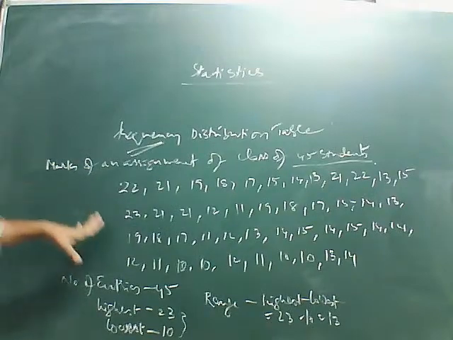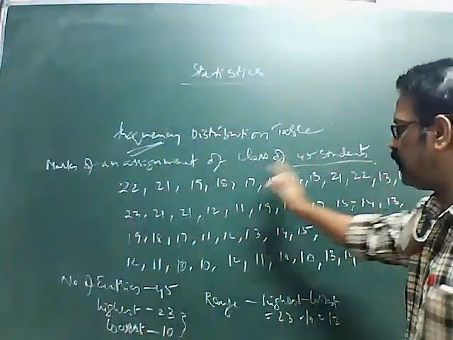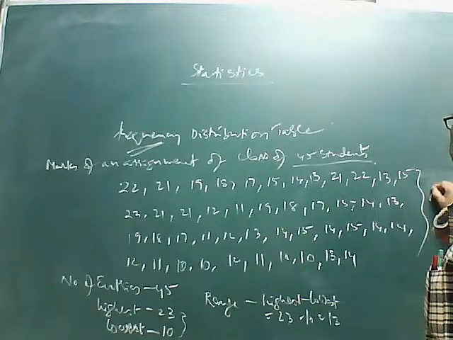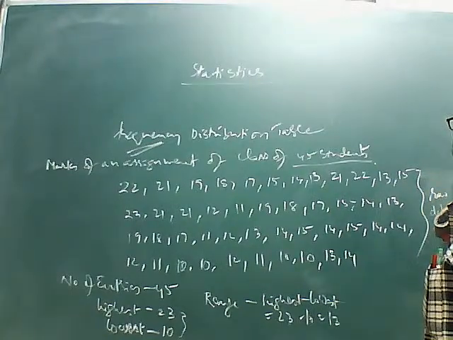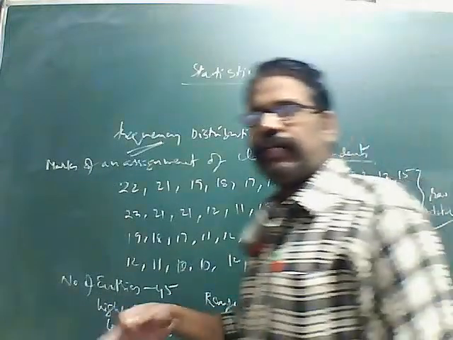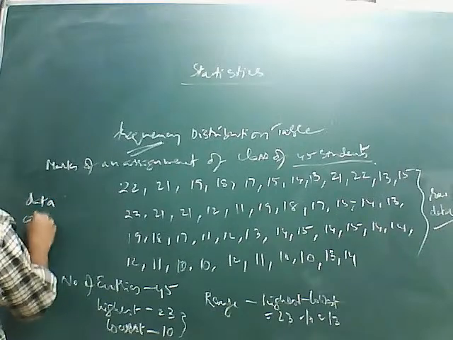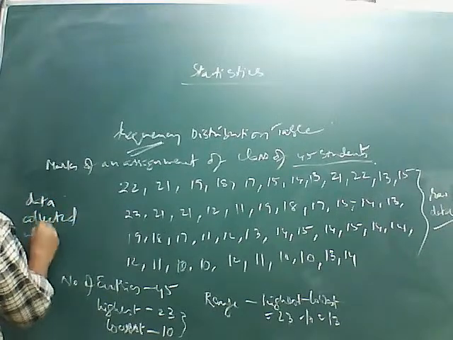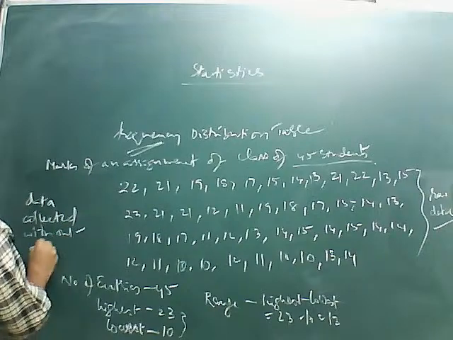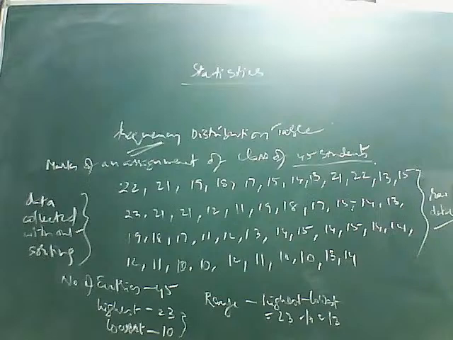So this is data written one by one without sorting, not distributed properly. This is called raw data: data which is not distributed, not cooked, not in a visible way. It is just data collected without sorting. This is called raw data.